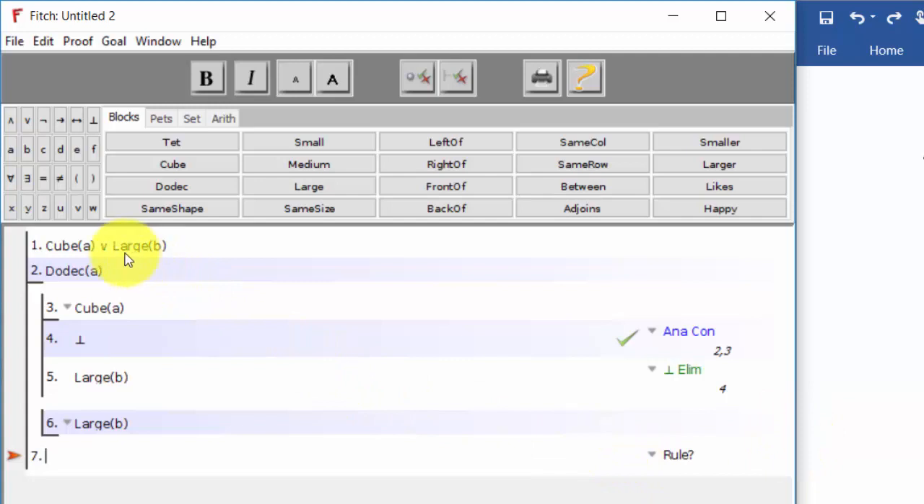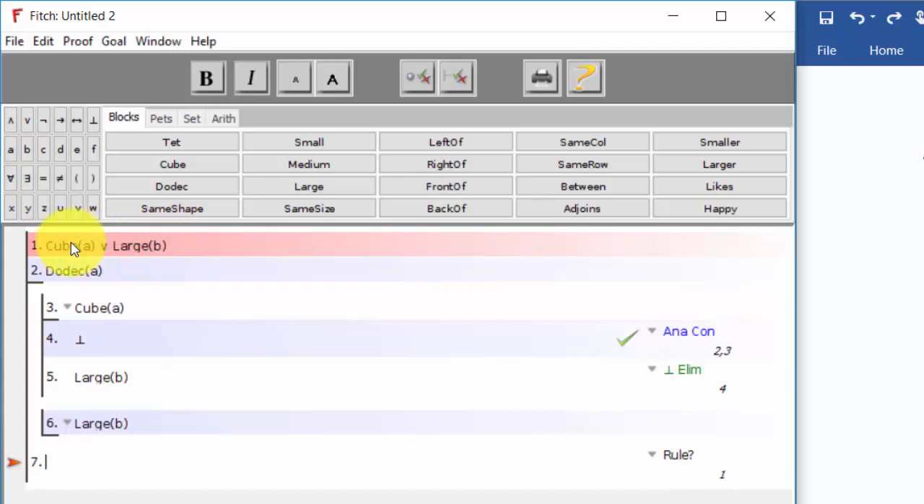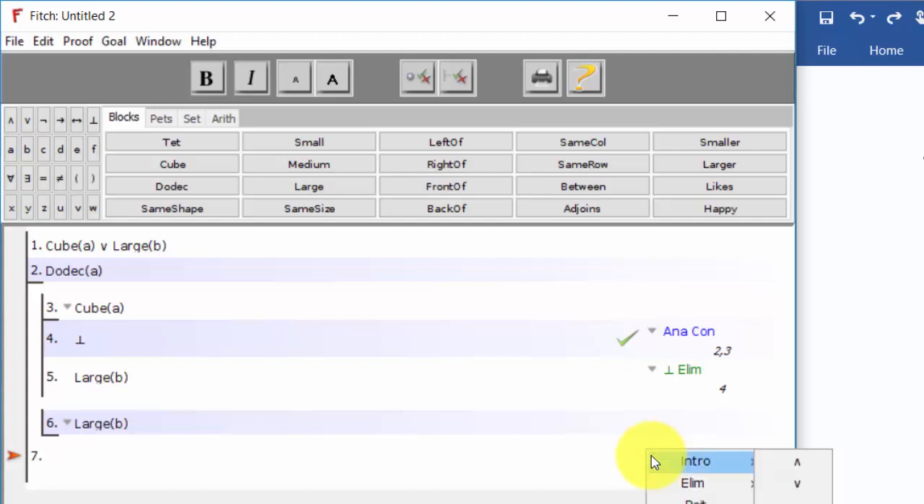And I can use disjunction elimination because we have our disjuncts with the options A is a cube and B is large. And then from A is a cube, we can infer that B is large. And from B is large, of course, we can infer that B is large. That is, we can infer the very same proposition from either of the options. In fact, from both of the options. So then we find disjunction elimination.